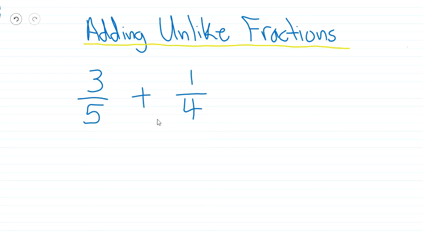Now, the first thing we have to do is find the lowest common multiple of 5 and 4. Or basically, we could say we have to find the common denominator, because the lowest common multiple will be the common denominator, right? So let's find that. How are we going to find that? Well, we simply have to make a t-chart. Let's make a t-chart over here.